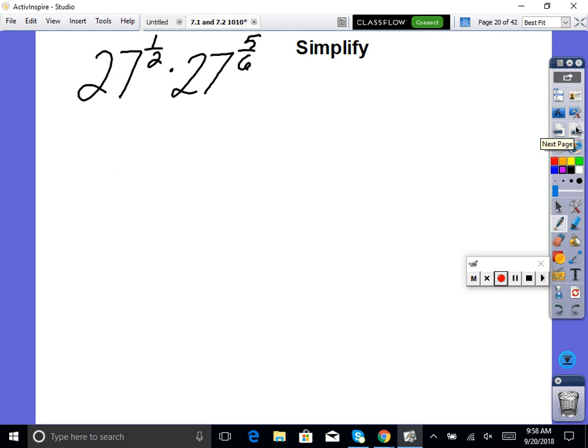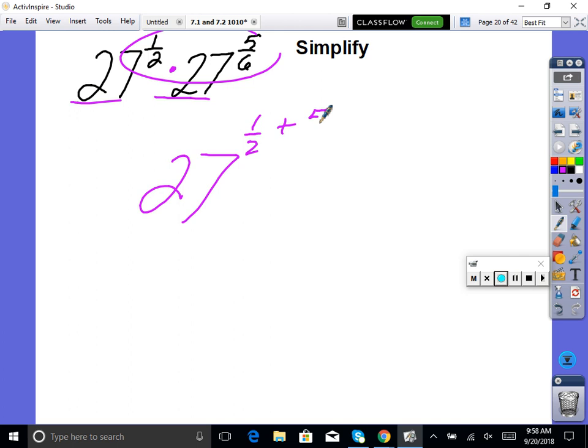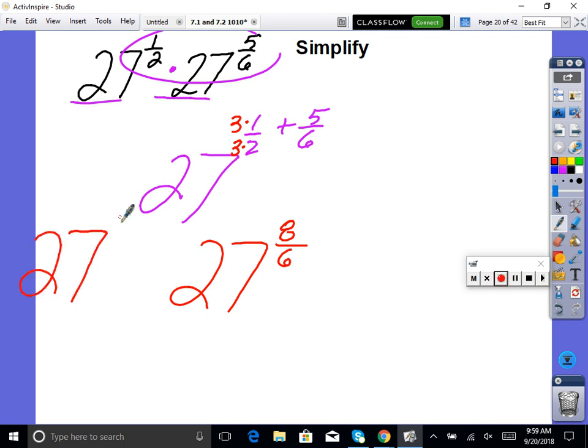Okay, so let's simplify this one. Is it the same base? When you multiply, so we would say 27 raised to the 1/2 plus 5/6. Then by hand, we're going to get a common denominator. So times by 3 over 3. So that would be 3/6 plus 5/6, which is 8 over 6. Does everybody see why? So then we have 27 to the 4/3. 8 divided by 6 is 4/3.